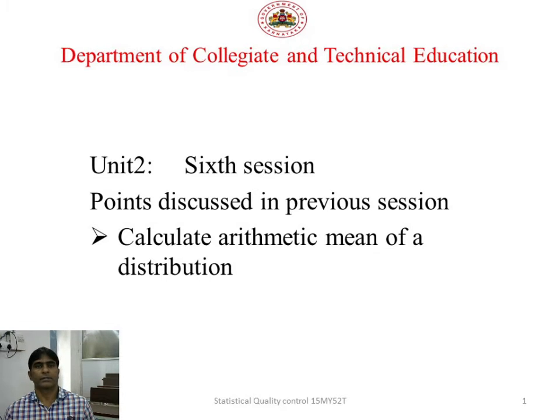Hello students, today we are starting the sixth session of the second unit of the course SQC. In the previous session we discussed the calculation of the arithmetic mean of a distribution.